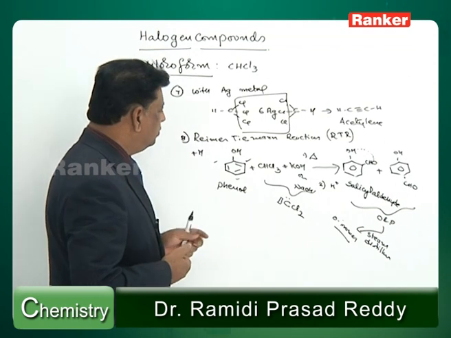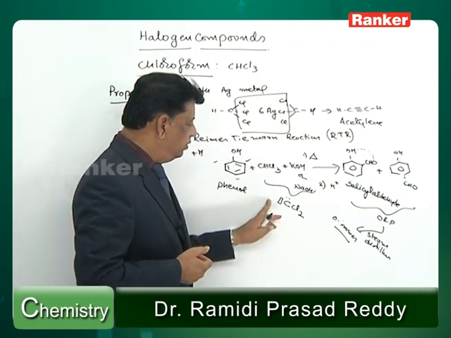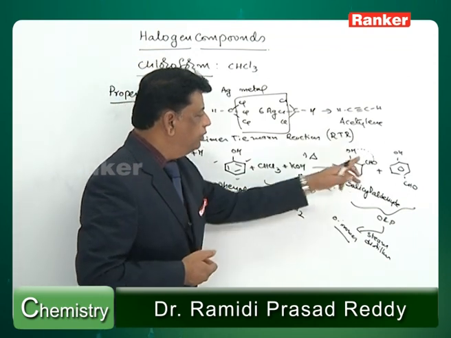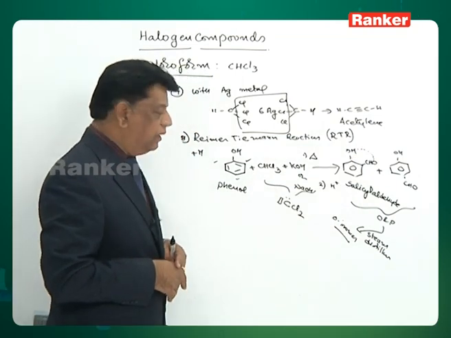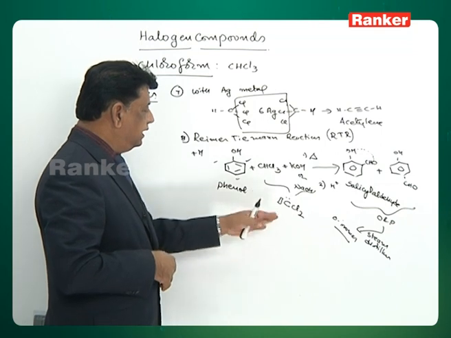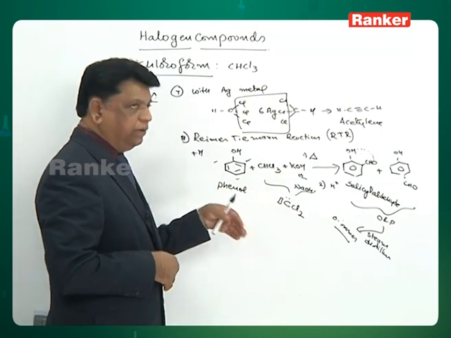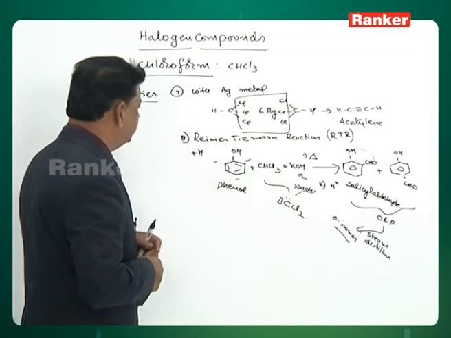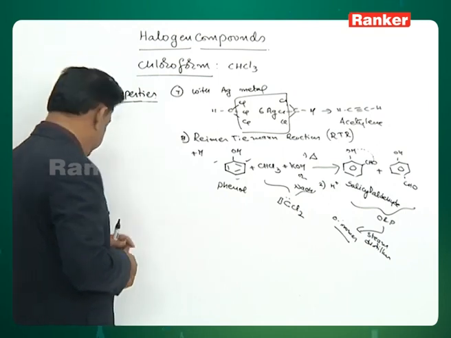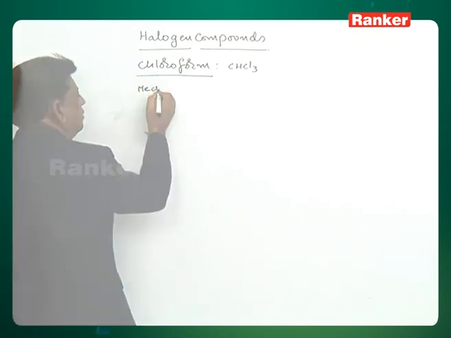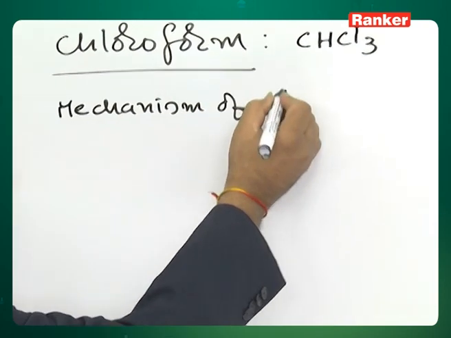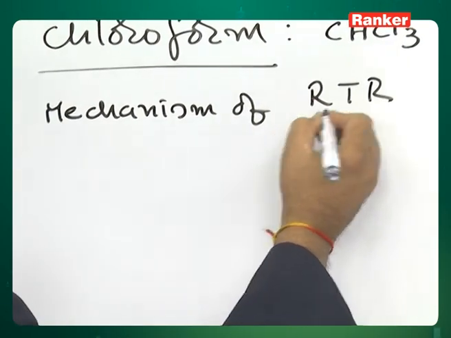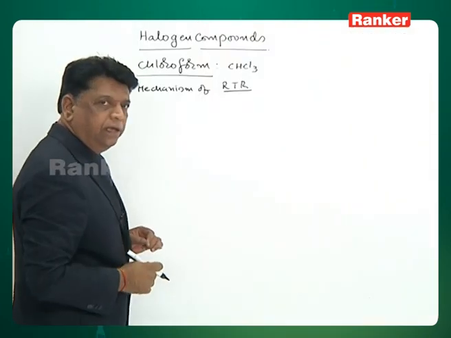Now let us see how this chloroform, though it is producing CCl2, gives this aldehyde group, how this CCl2 is produced, what is the method of generating this CCl2 and all that. We will see in the mechanism of the Reimer-Tiemann reaction. Let us see the mechanism of the Reimer-Tiemann reaction. RTR stands for the Reimer-Tiemann reaction.